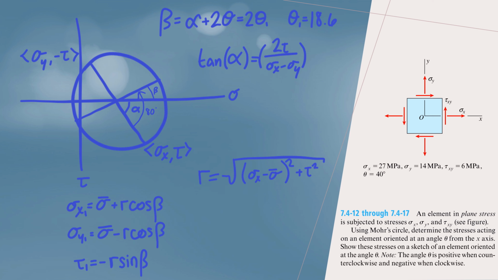So I can plug all of this in. I can find sigma average. It's just going to be the same equation as always, because that is always going to be just the horizontal elements. And then I have my beta that I just solved for, which is 2 of my theta 1, and my R. So I can plug everything in, and I get these answers.